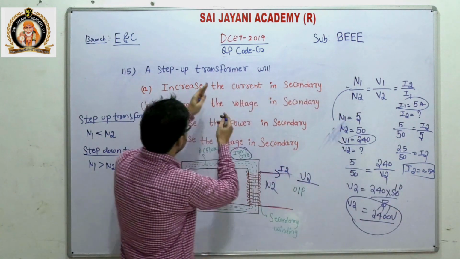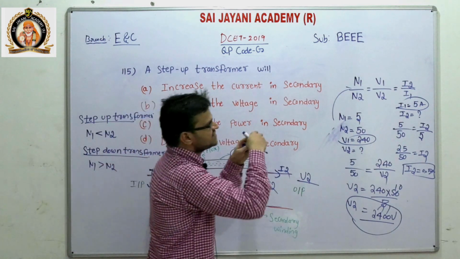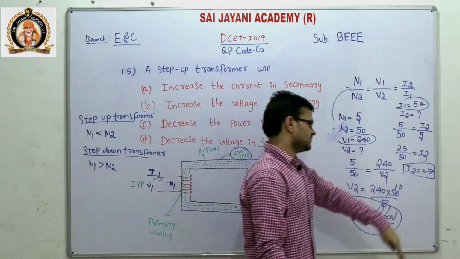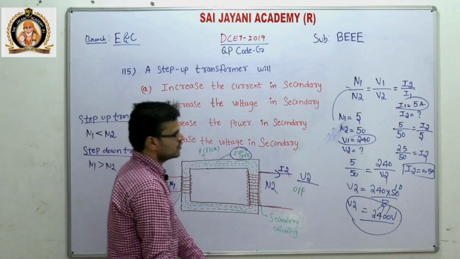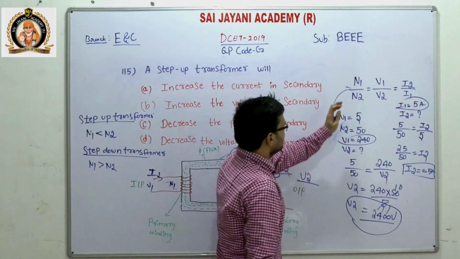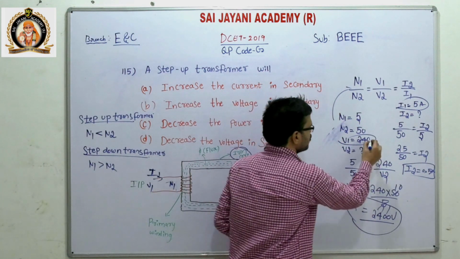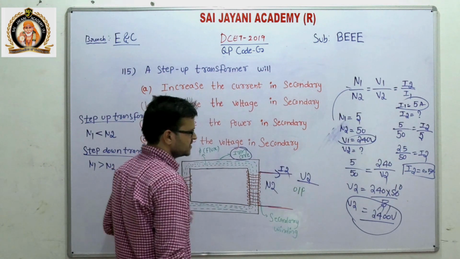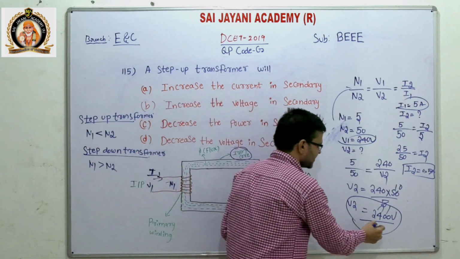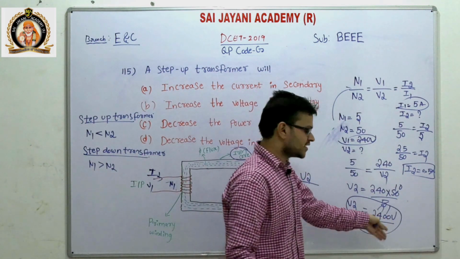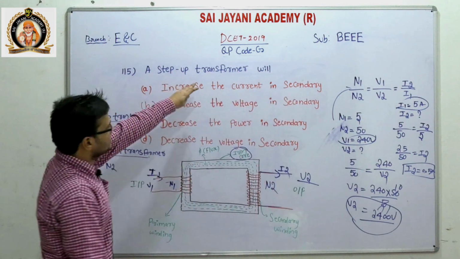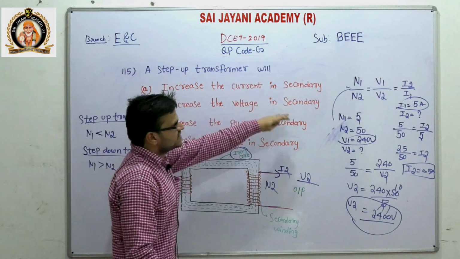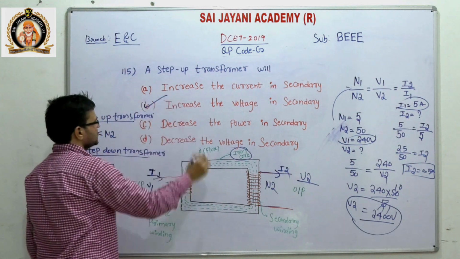That means a step up transformer will step down the current, but it steps up the voltage, because we are giving a 240 volt input voltage, but at the output side we are getting 2400 volt. So a step up transformer will increase the voltage in secondary, that is option number 2.